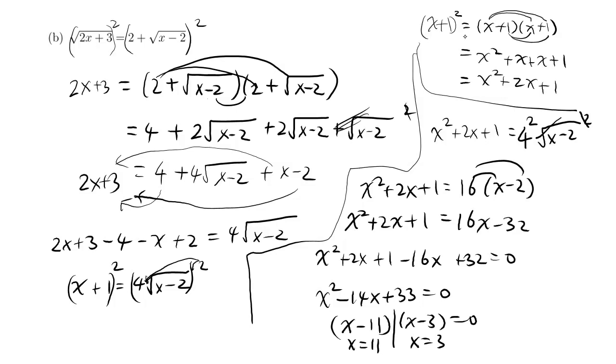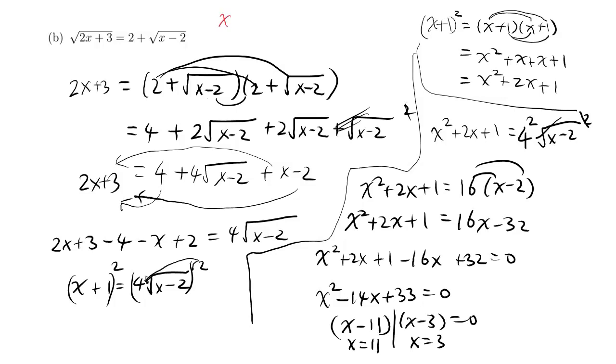Again, because this is a square root equation, you have to see if any of these solutions are extraneous solutions. So let's try one by one. What happens if you put 3?